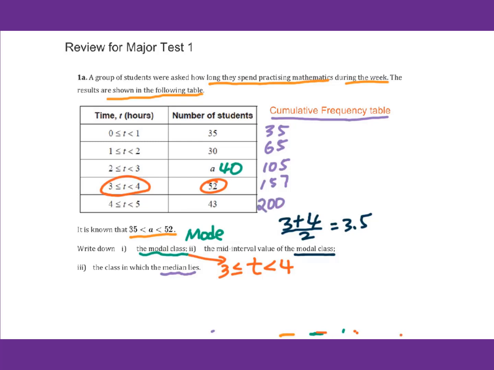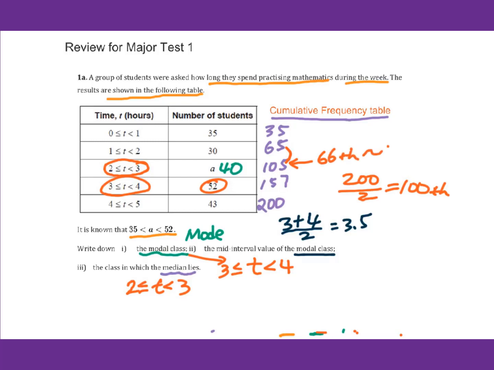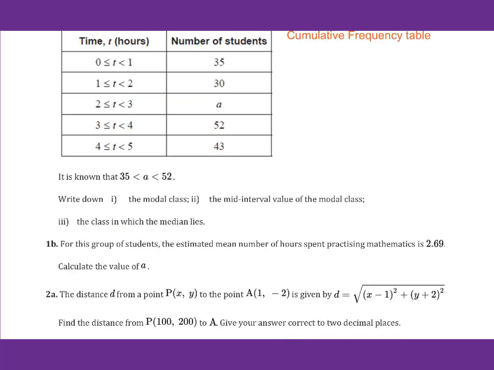The median, altogether you have 200. So using the 200, you divide by 2, get 100. So the 100th student, where is it? You see, it will be between these. It will be this one, T greater than or equal to 2, less than 3. Because this 105 means 66 students to 105 students.